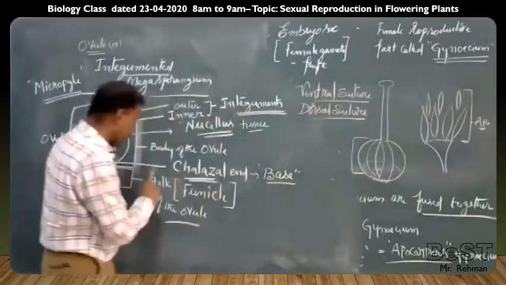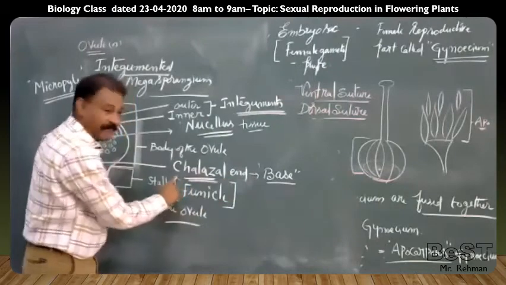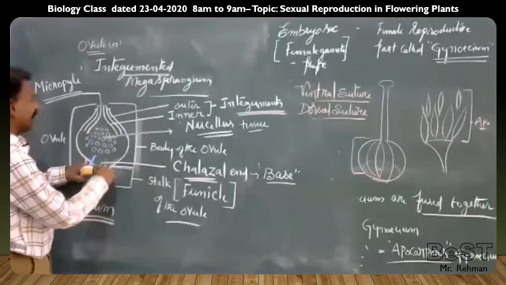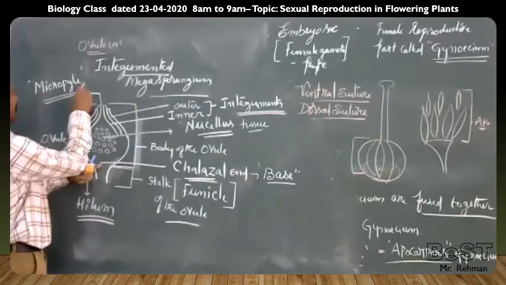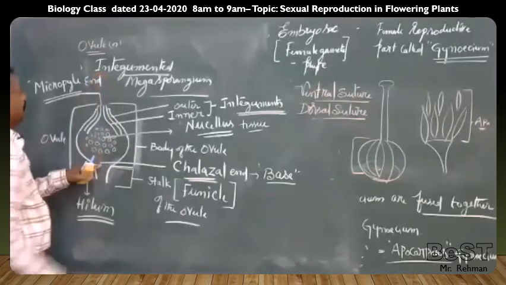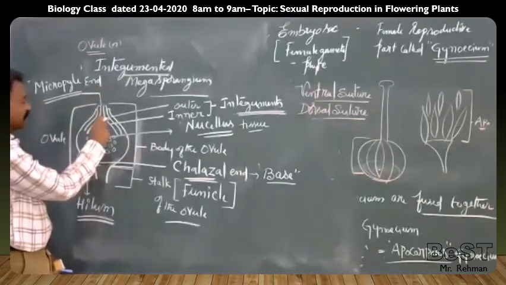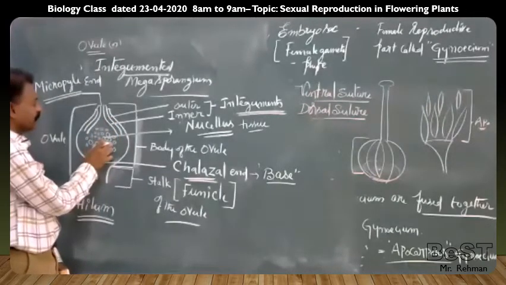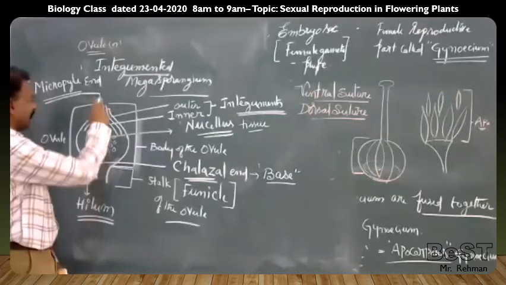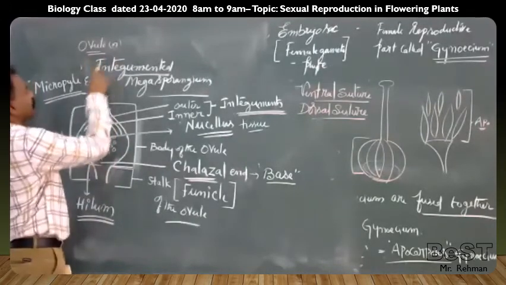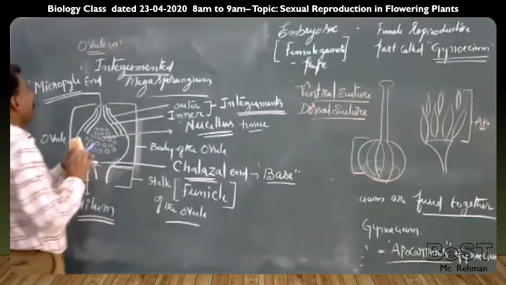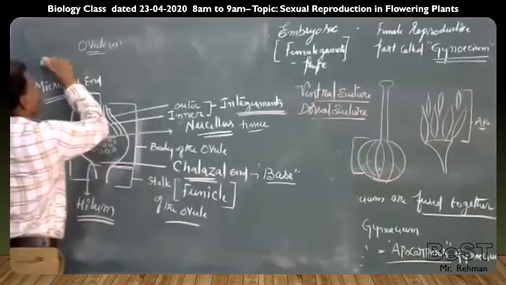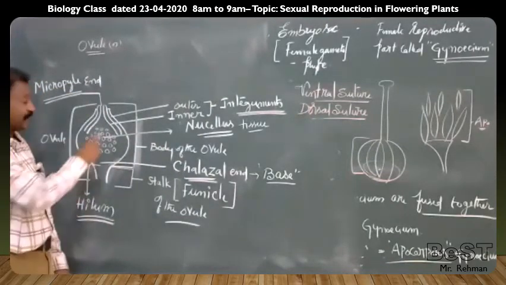So, the base of the body of the ovule is represented by the chalazal end, and the apex is represented by the micropylar end. That's why the body is made up of two integuments covering the nucellus, basal, apical. That's why the ovule is called an integumented megasporangium, because it will produce megaspores. The ovule is called an integumented megasporangium.